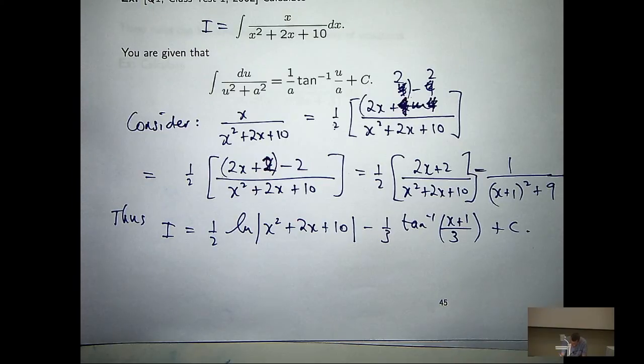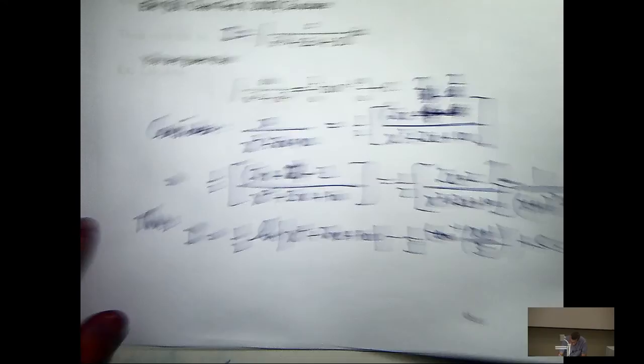Okay. Any questions? Yes? We need the absolute value sign because x squared plus 2x plus 10 is greater than or equal to 1. No, I think the absolute value signs are okay. You can't keep them and be wrong. Okay? Good. That's a good question.